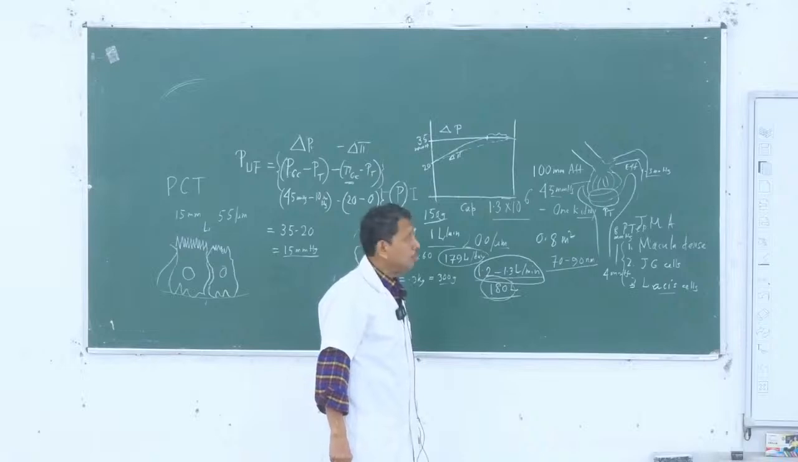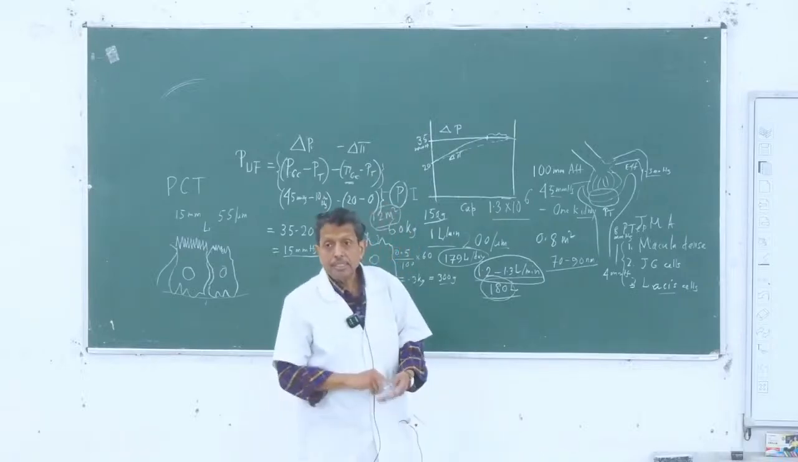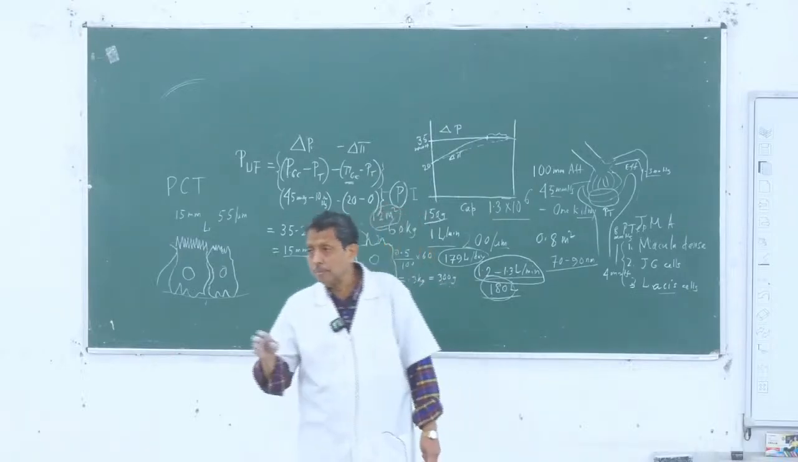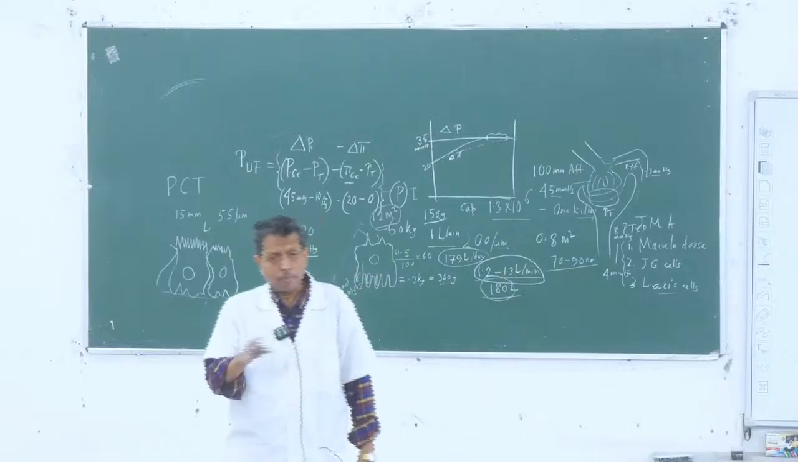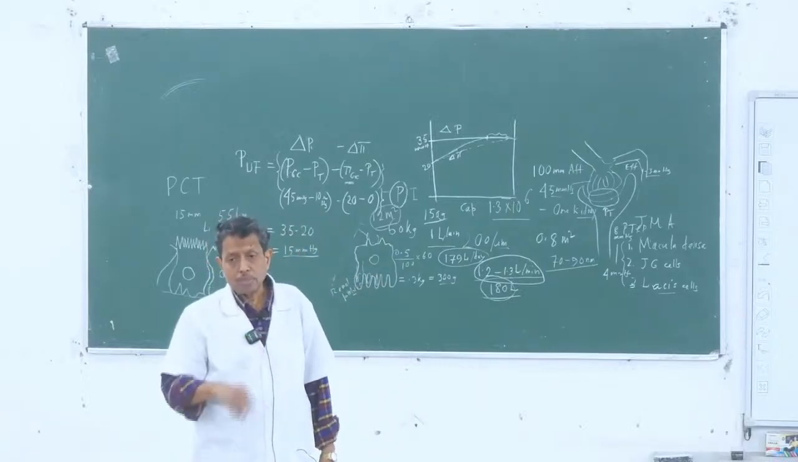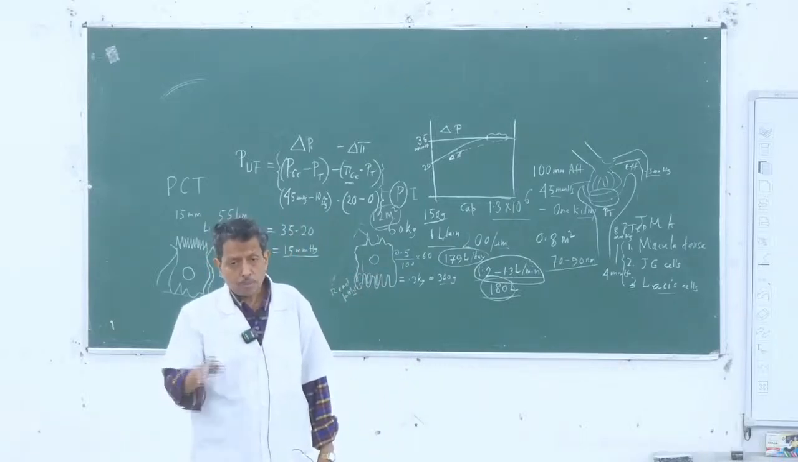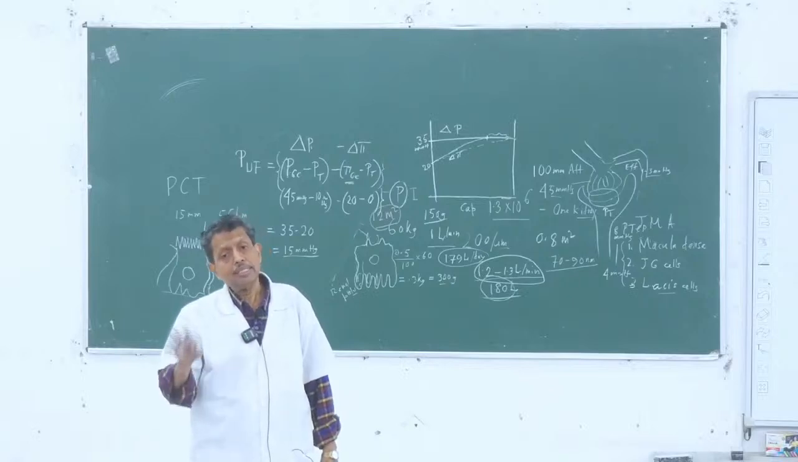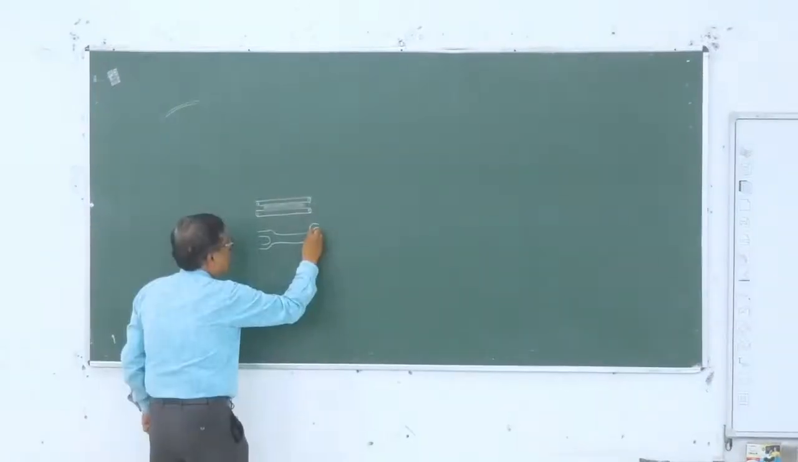So that is all for today. Some part remaining. We will discuss the other part, the measurement of renal blood flow, measurement of the GFR, and renal clearance in the next class.